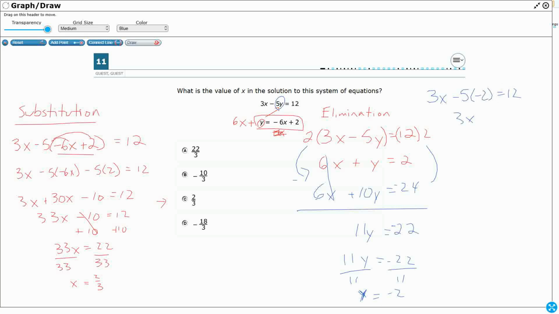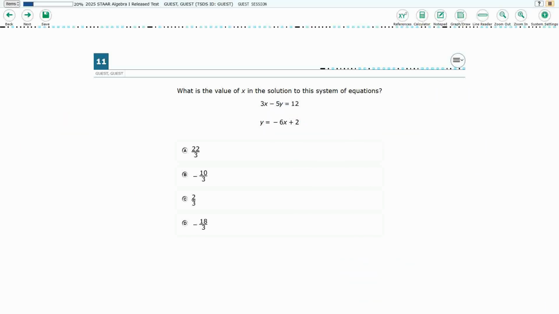So 3x plus 10 equals 12, and this should look familiar. We're going to get 3x, right? We subtract 10 from both sides, we're going to get equals 2, and then we divide by 3. X equals 2/3. You could also graph. That could work. This gave me an extra step because I solved for y first. That was easiest. Either way, our answer here is going to be C.